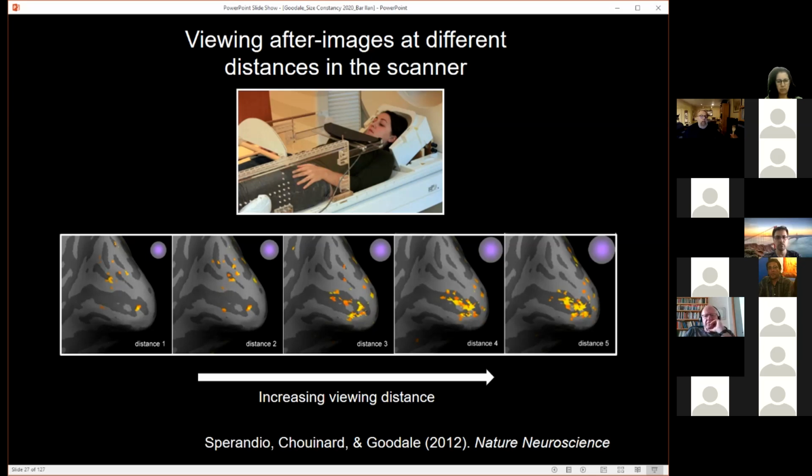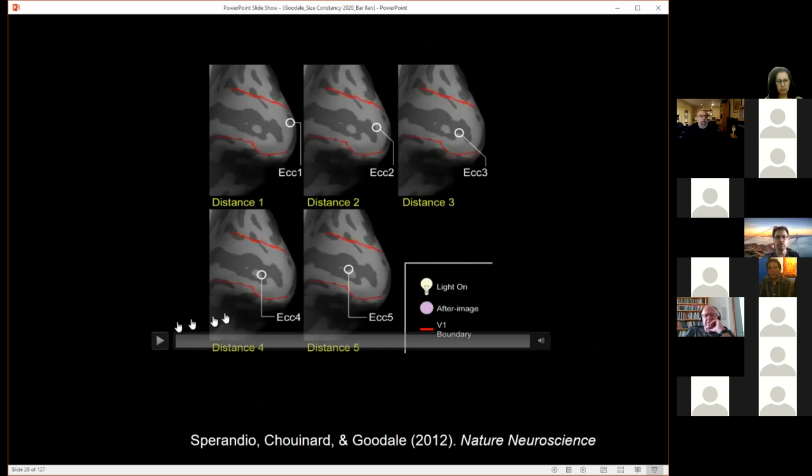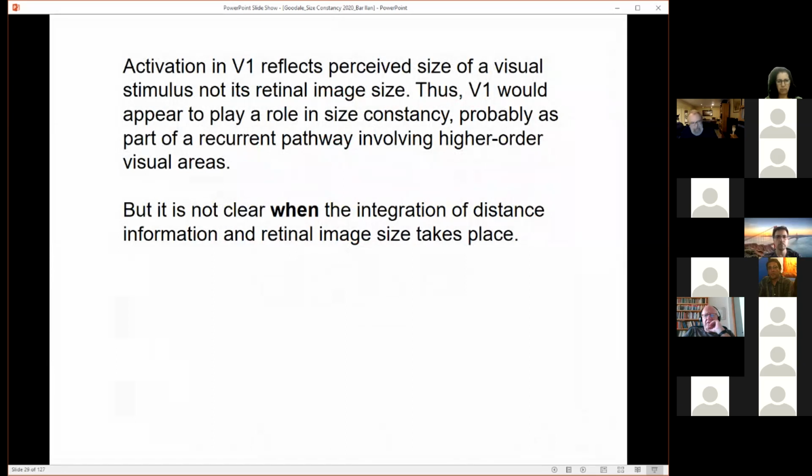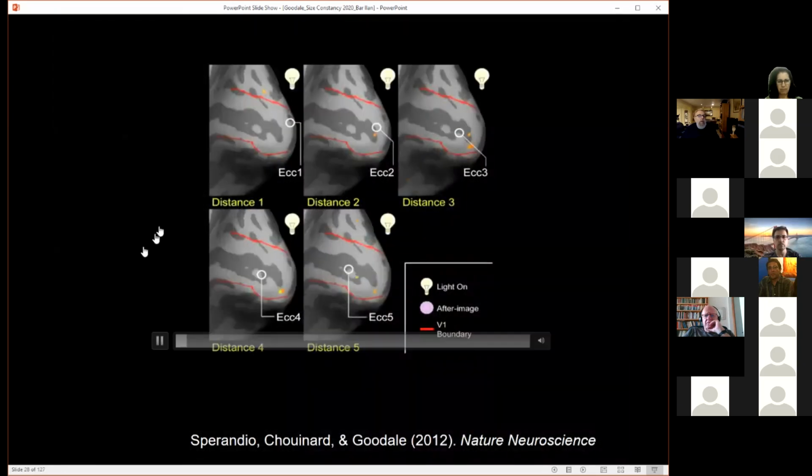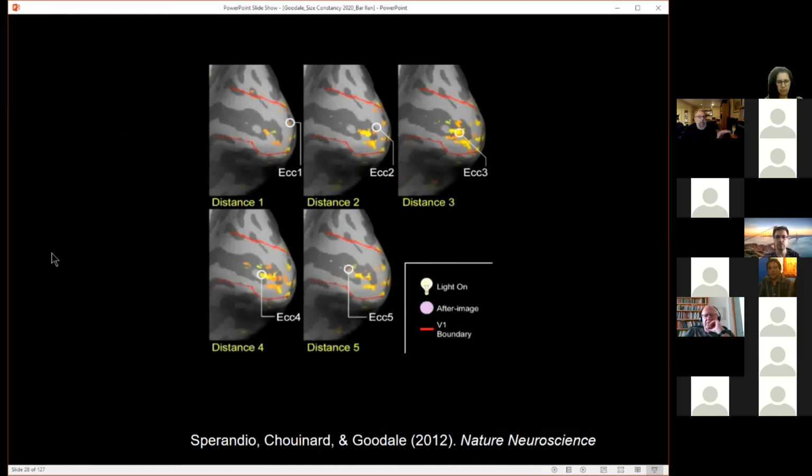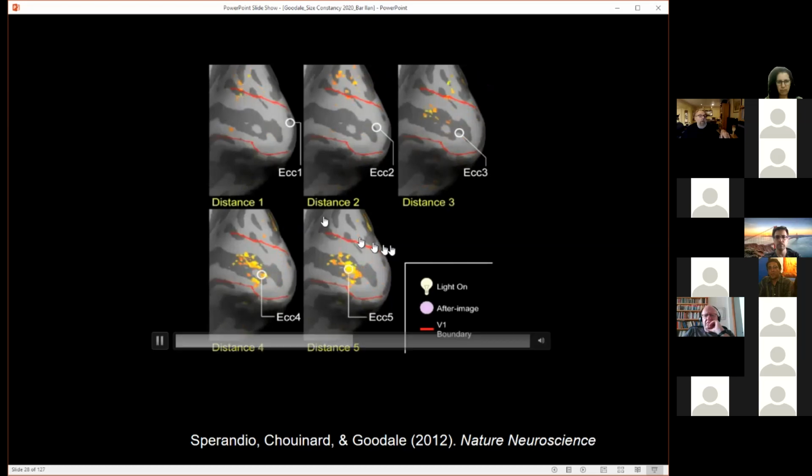So here's a little movie of a trial in which an after image is induced. Oops, sorry, back up. So here we induce the after image with the inducing stimulus, and then the after image begins to appear, that little purple spot, which indicates its size. And what you can see is that there's much more activation when the stimulus is further away, and it extends further anteriorly, when the after image is further away than when it's close.